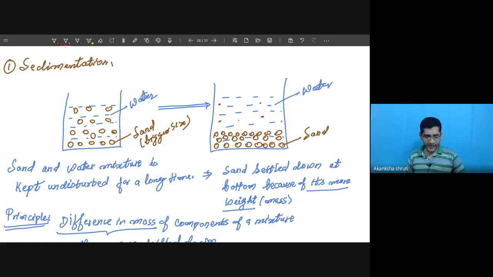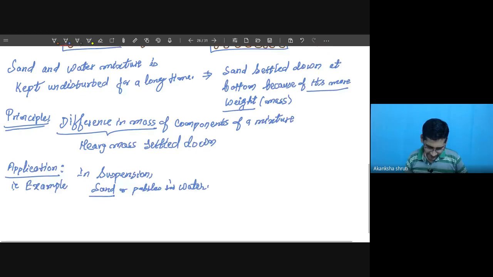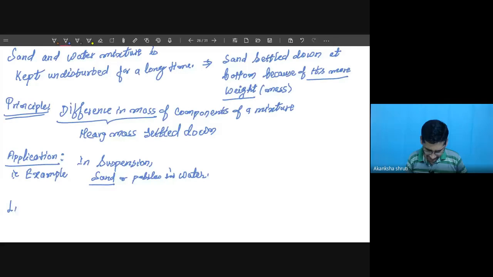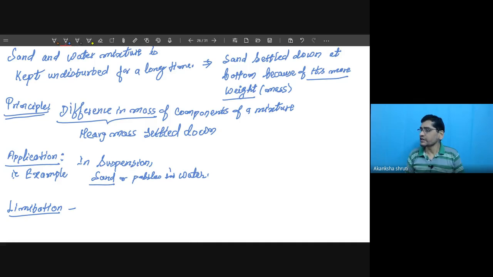Then please ask. So students, this sedimentation can occur only and only in suspension. It cannot occur in true solution or colloidal solution. So write down the limitation, means where you can use it or what the drawbacks are. Limitation means where this method cannot be used. It is not useful for true solution or colloidal solution.